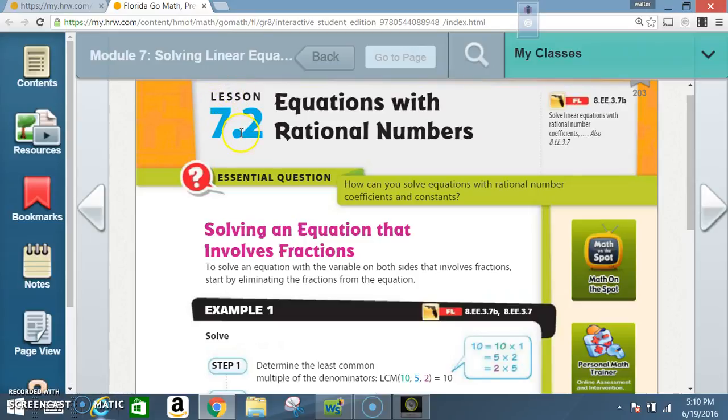Lesson 7.2, Equations with Rational Numbers.